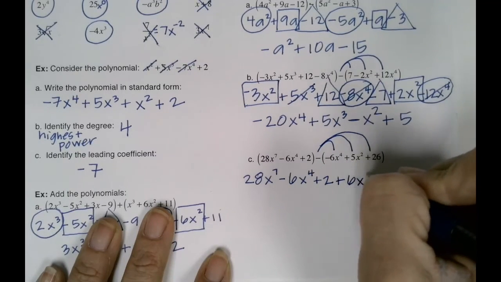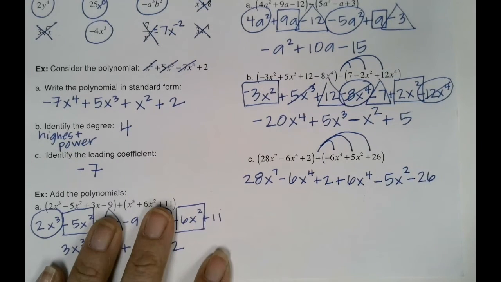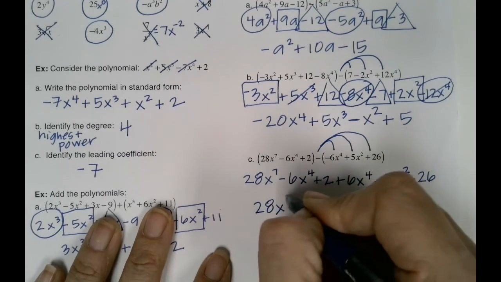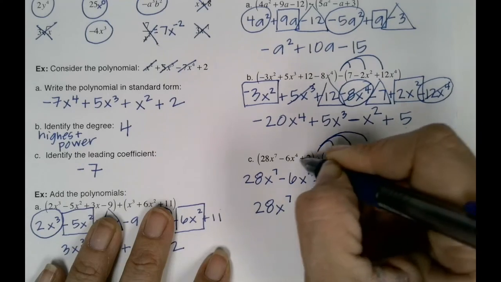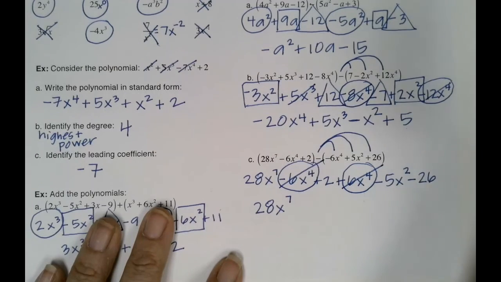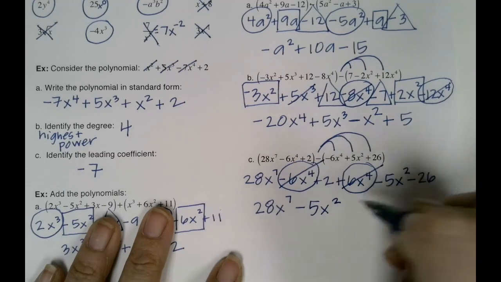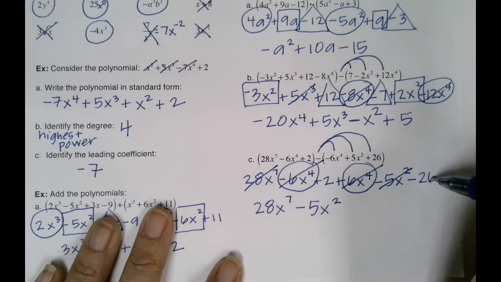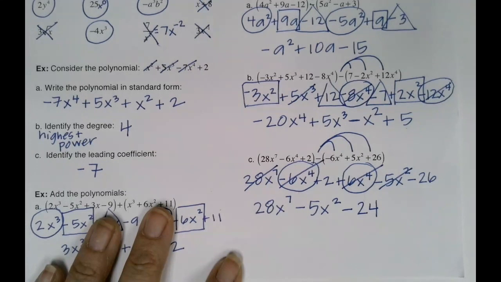So we get 6x to the 4th minus 5x squared minus 26, and then we're going to combine like terms. Start with your highest power of x. There's no other x to the 7th, so I'm going to write down 28x to the 7th. Then I have negative 6x to the 4th and positive 6x to the 4th, which cancel each other out. That adds up to 0, and 0 times x to the 4th is 0. Then I have minus 5x squared because of this guy right here. And then I have 2 and negative 26. So 26 minus 2 is 24, and I have more negatives than positives. So that's what I have right there.